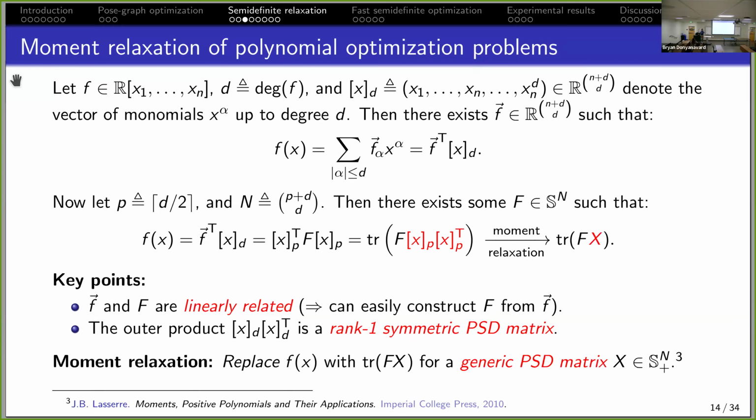And that's basically all you need to come up with the concept of moment relaxation. If you understand that you can perform these simple algebraic transformations, all moment relaxation is, notionally, we're going to take this rank 1 symmetric outer product, and we're just going to replace it with a generic PSD matrix S of appropriate size. That's it. That's the entire trick.